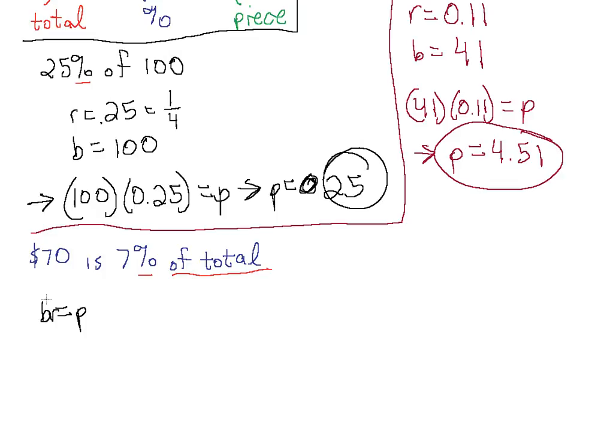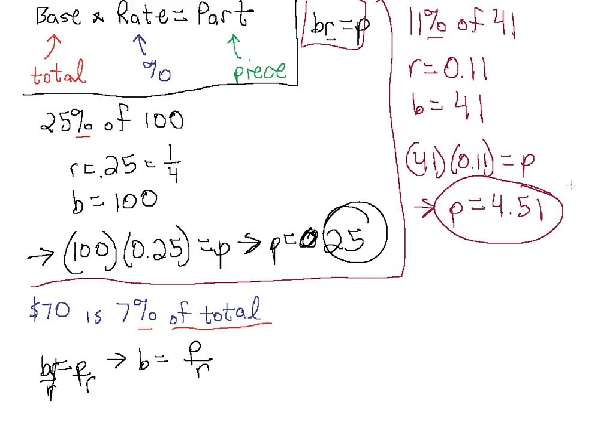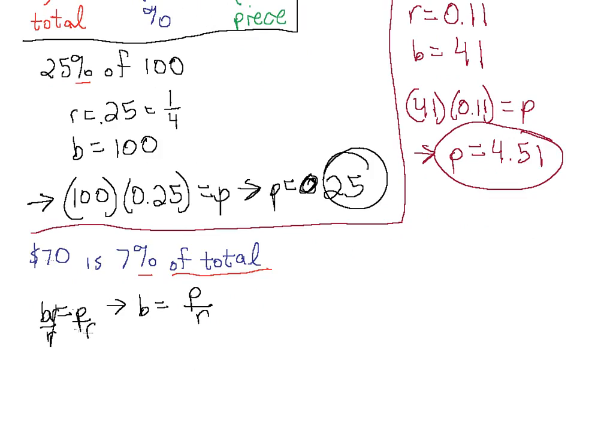Our percent equation is BR equals P. So we want to find B, so we can manipulate our percent equation a little bit to solve for B. So let's divide both sides by R. That'll isolate our base, and our base equals P divided by R. Now notice that we're simply working with the same formula, but all we did was use a little algebra to manipulate it to where we're solving for what we want to know. We want to know the base. Okay, so we're given the rate and the part. Now we want to solve for our base.